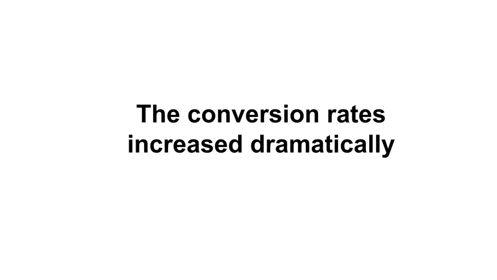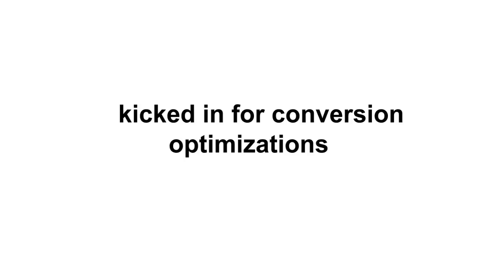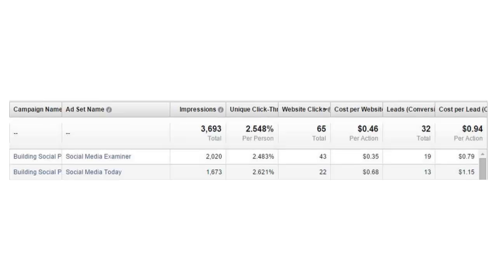After letting the ads run without being modified for 4 days, the conversion rates increased dramatically. I'm not sure why, but I think it's because Facebook's optimization algorithm kicked in for conversion optimizations. Prices fell to under $1 per opt-in for Social Media Examiner. So check this out. Out of the two audiences, I finally saw Social Media Examiner converting at only 79 cents. If you think I'm fired up, you're right.